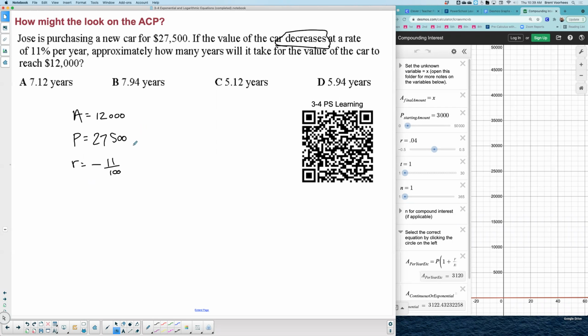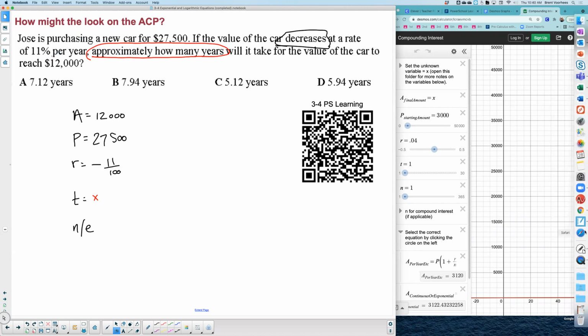The time is what we're looking for. We don't know how much time there's been. It says approximately how many years. So that's our X. And on this one, when you try to determine, is it N or E? Does it happen a certain number of times per year, or does it happen exponentially, continually? You look for the word compounding. And this one doesn't even have compounding. So if it doesn't, odds are it's going to be one time per year. And that's exactly what this does say. It does say per year right here, which means once per year. So we're going to use the formula with the N, and N needs to equal 1.